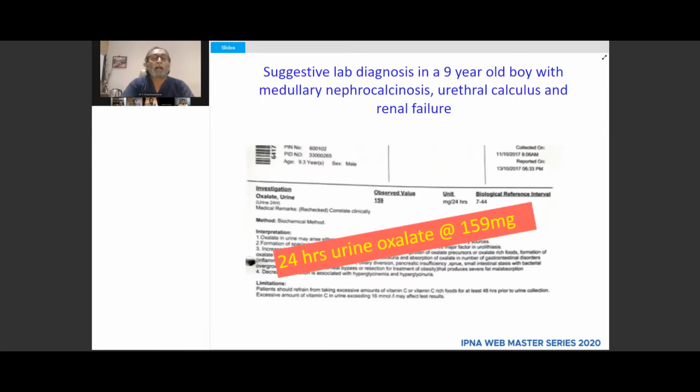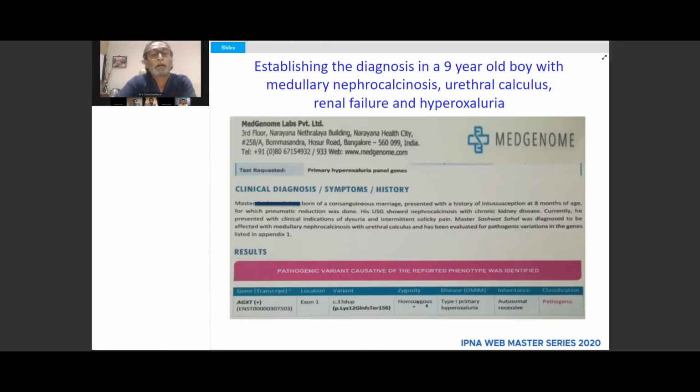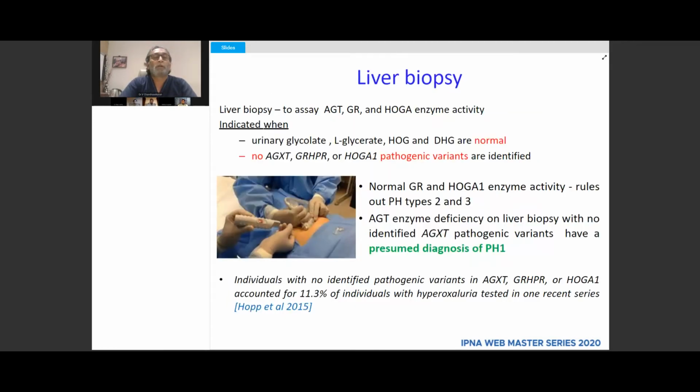So this boy, on estimation of 24-hour urinary oxalate, showed a urinary oxalate excretion of 159 milligrams per day, which is very high. So again, we sent him for molecular diagnosis, which showed an AGXT mutation. Usually it's a substitution of lysine with glycine, and it's really pathogenic. It is definitely a pathogenic variant suggestive of PH1 type. Liver biopsy is not usually done because molecular diagnosis is easily available today. You do it only in the presence of hyperoxaluria when the urinary glycolate, glycerate, HOG or DHG are normal, or if the pathogenic variants are not identified on molecular diagnosis.